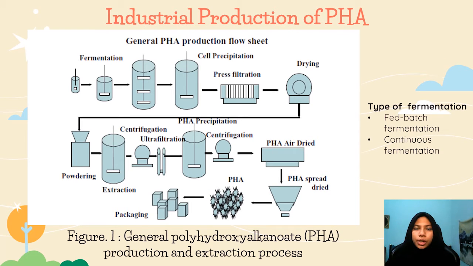These figures show a general rough process in the production of PHA that is commonly used in the industry. The process involves a few steps, starting from the upstream processing such as fermentation in the bioreactor and then cell precipitation. And then the downstream processing involves the process of PHA extraction through the centrifugation and ultrafiltration step to extract the pure PHA product. The mode of fermentation used is usually fed-batch fermentation and continuous fermentation that is adjusted according to their feasibility.